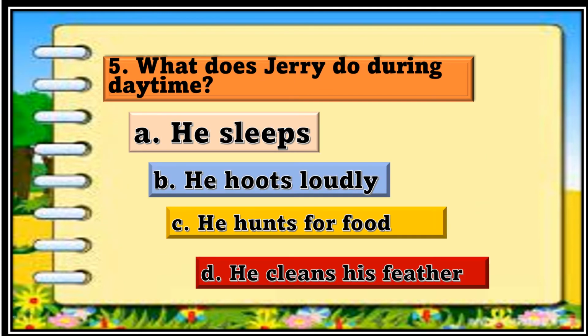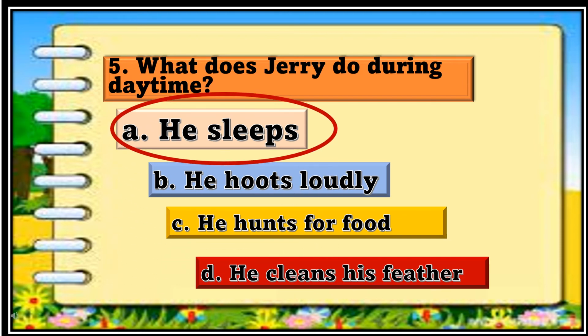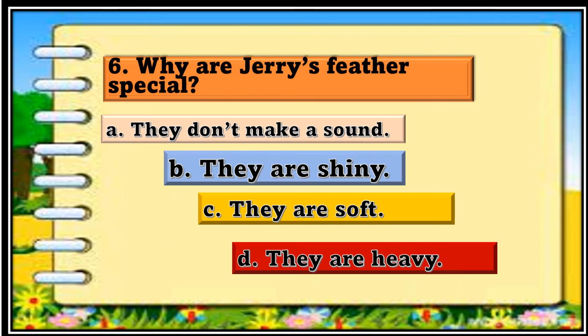Number 5. What does Jerry do during daytime? A. He sleeps, B. He hoots loudly, C. He hunts for food, or D. He cleans his feathers? The correct answer is letter A. He sleeps.